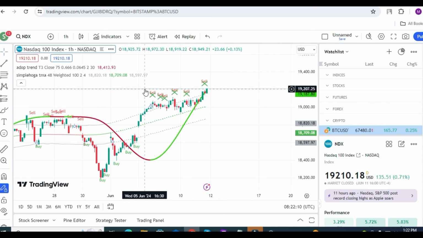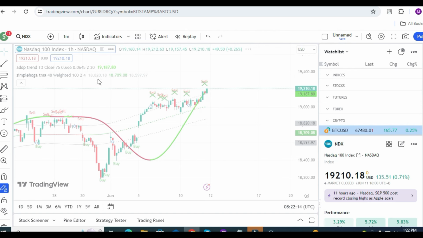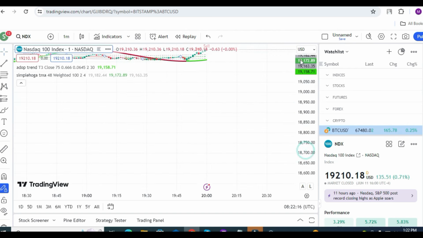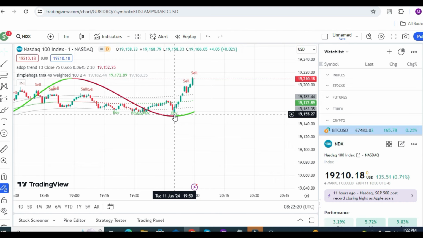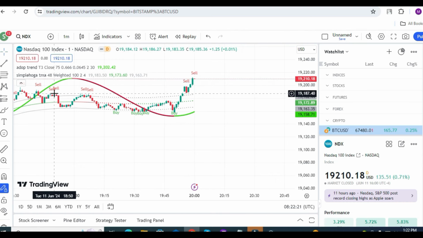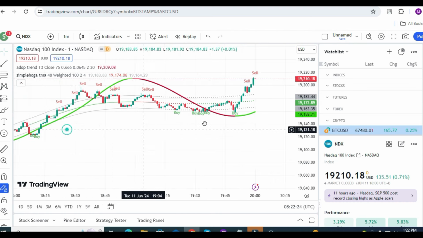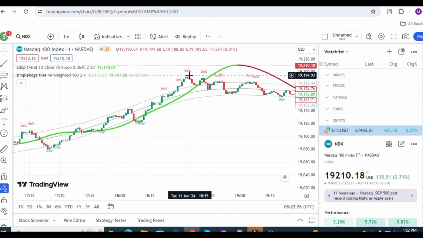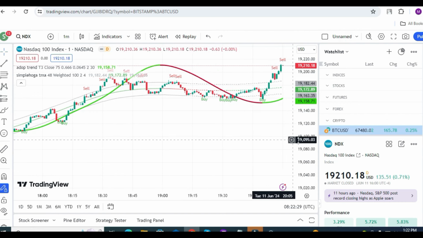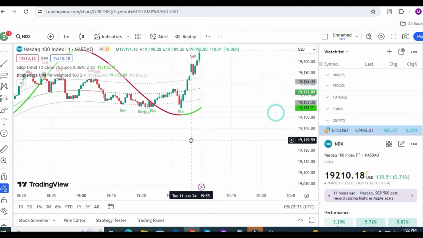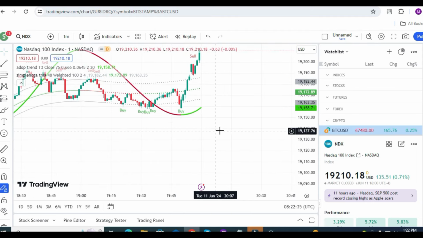You can use it in 1 minute time frame. You can use this strategy even in 1 minute, that is amazing. That's a sell trade, and you can see awesome profit. The buy trade, and you can see amazing profit. You can use it in 1 minute, 5 minute, 15 minute, 1 hour, 1 day, whatever time frame you want to use.